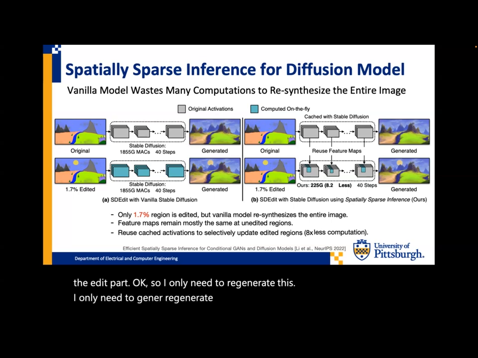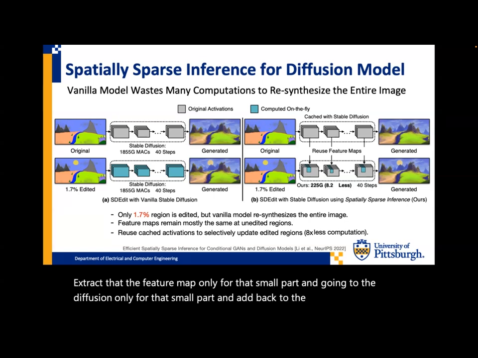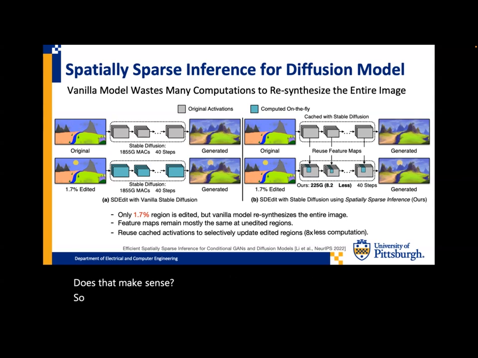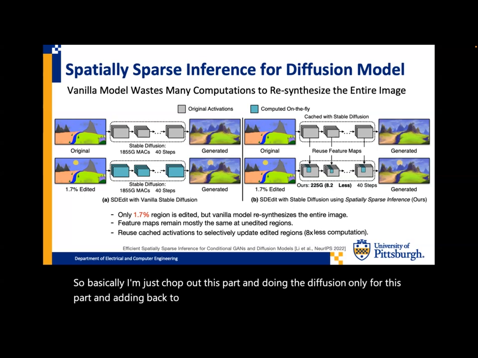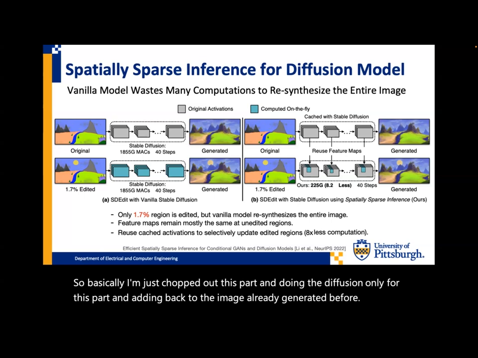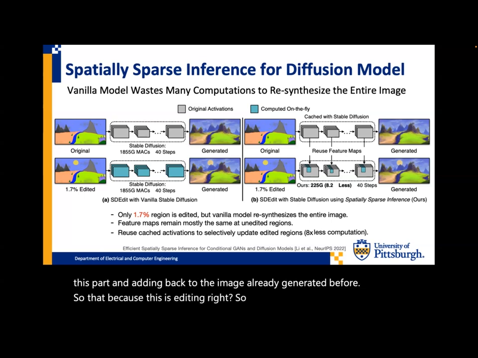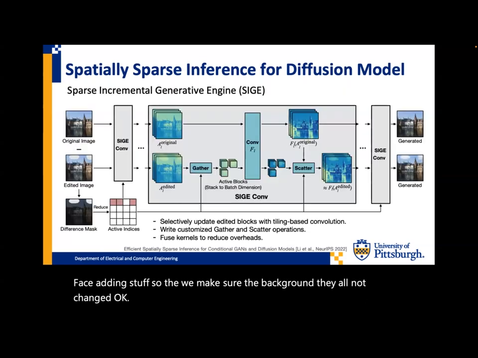Then I extract the feature map only for that small part, run the diffusion only for that small part, and add it back to the old cache. Does that make sense? I just chop out this part, do the diffusion only for it, and add it back to the image already generated before. Because this is editing, you always edit from a base by adding stuff, so we make sure the background is not changed. Okay, so that's that.